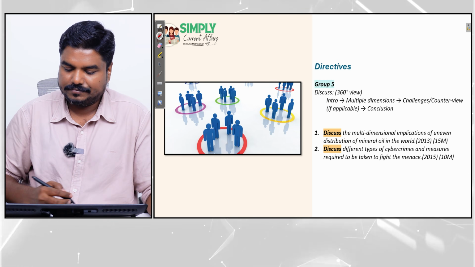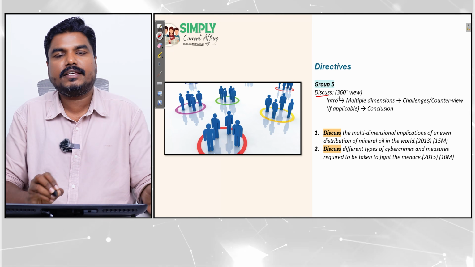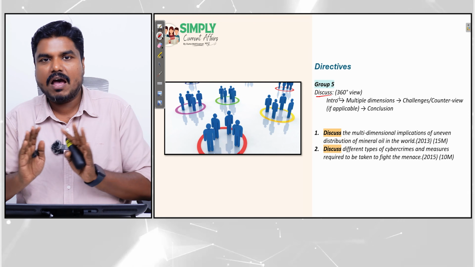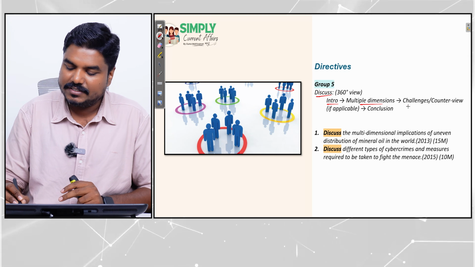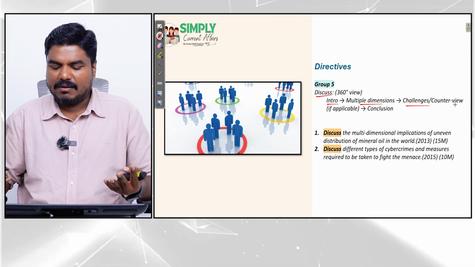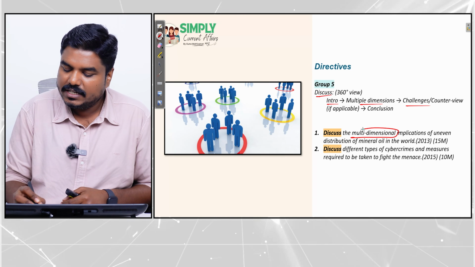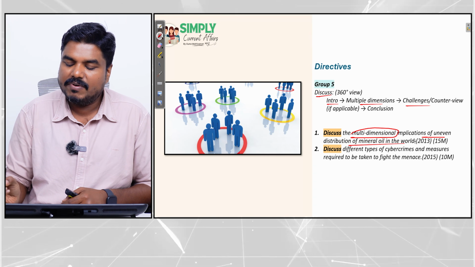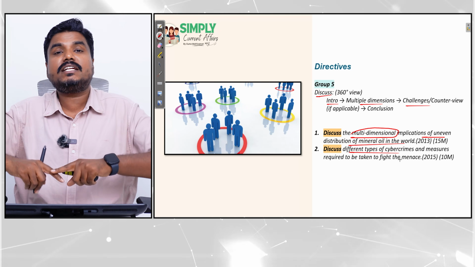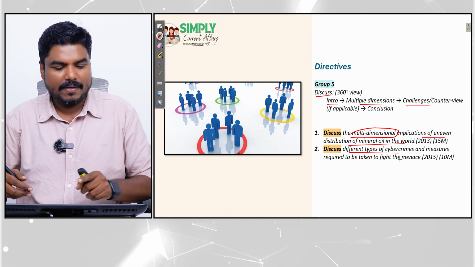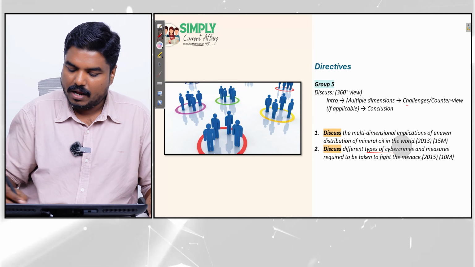Group 5. See, discuss. Here, multidimensionally, you have to discuss. Give a 360-degree view. Intro, multiple dimensions, challenges. Okay, multiple dimensions. Discuss the multidimensional implication of uneven distribution of mineral oil in the world. Discuss the different types of cyber crimes. So, multi-dimensions you have to bring. Okay, so this is about discuss.